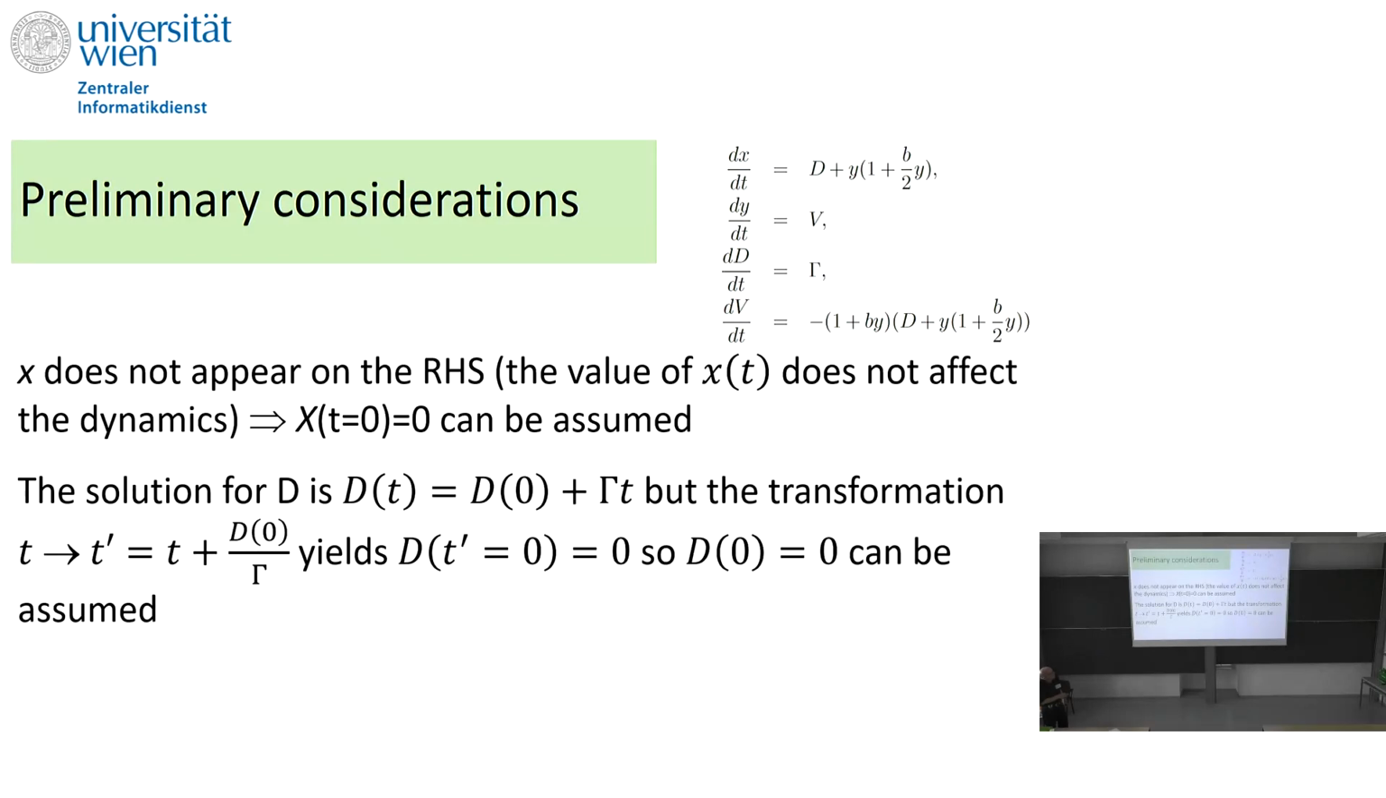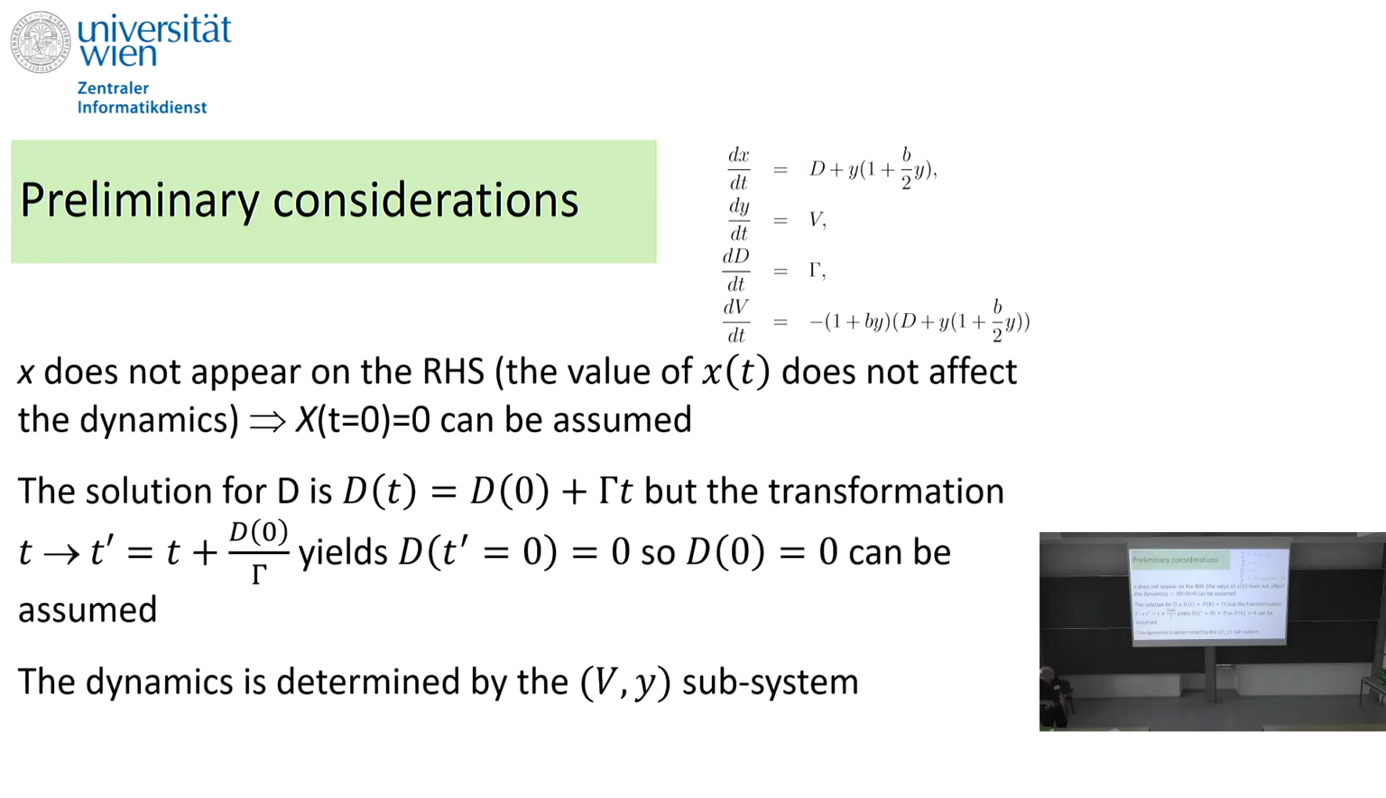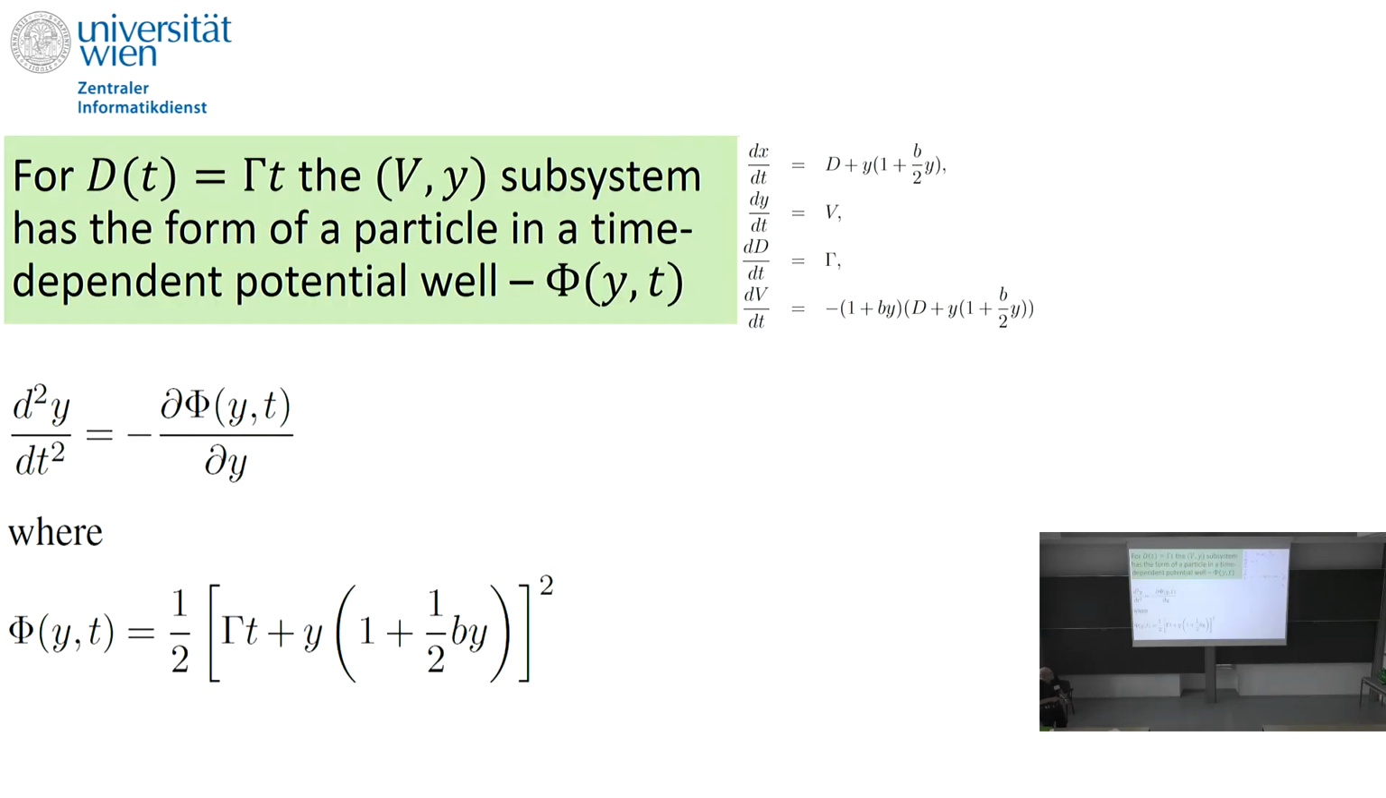D can be solved into this equation, or this solution, but by a trivial change of time, just define t prime to be this, then d at t prime equals 0 is 0, so we can just use d equal to 0 at 0, and two of the initial conditions are out of the way. And the dynamics, as I said before, is actually determined by the Vy system.